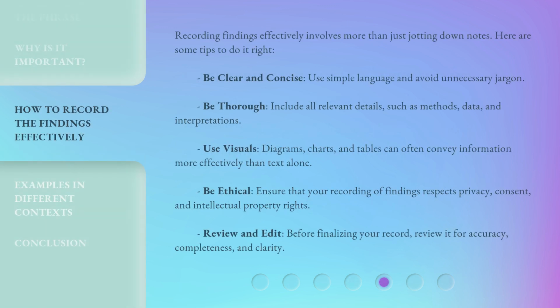Recording findings effectively involves more than just jotting down notes. Here are some tips to do it right. Be clear and concise, use simple language and avoid unnecessary jargon. Be thorough. Include all relevant details, such as methods, data, and interpretations. Use visuals. Diagrams, charts, and tables can often convey information more effectively than text alone. Be ethical. Ensure that your recording of findings respects privacy, consent, and intellectual property rights. Review and edit. Before finalizing your record, review it for accuracy, completeness, and clarity.